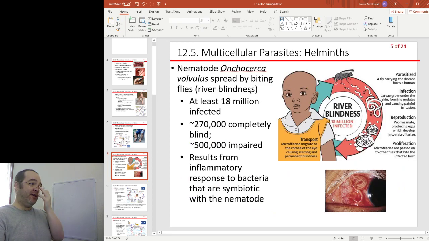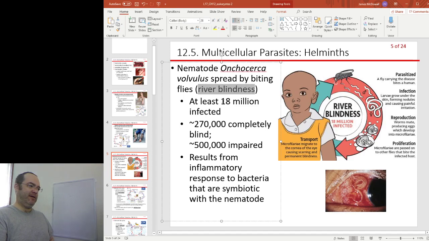Biting flies, again very important. Another nematode, Onchocerca volvulus, causes this disease of river blindness. 18 million people affected each year. 250,000 are completely blind. 500,000 people are impaired. So again, the fly is a vector. It's also a biological vector. So it'll bite the person. The infectious forms of the worm get into the person, and in this case they migrate.